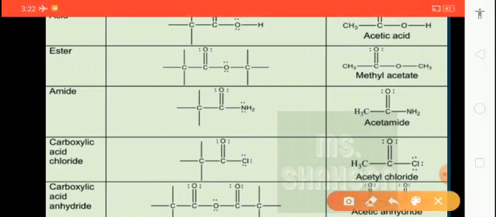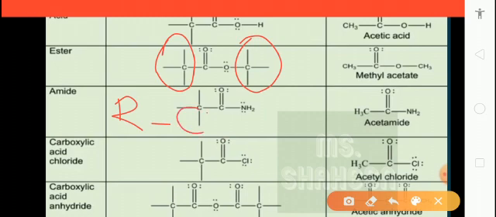Second is the ester. What would be the formula of ester? One alkyl group is here, second is here, and in between there is the carbonyl and oxygen. So how can we write the formula of ester? R, carbonyl group and then OR. Okay, that is the ester, and the example given here is methyl acetate.